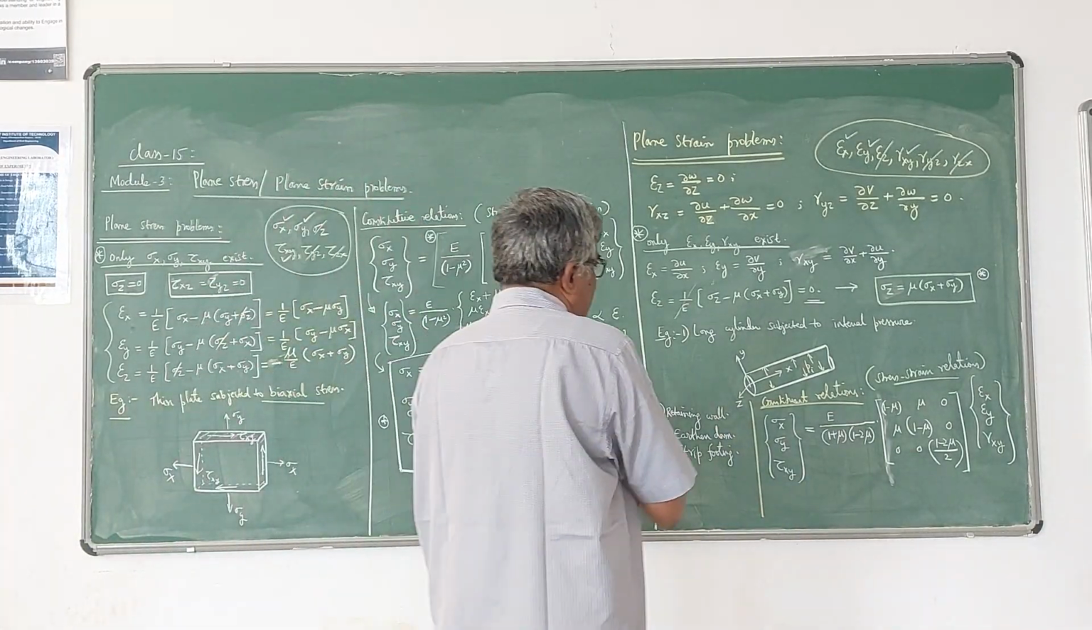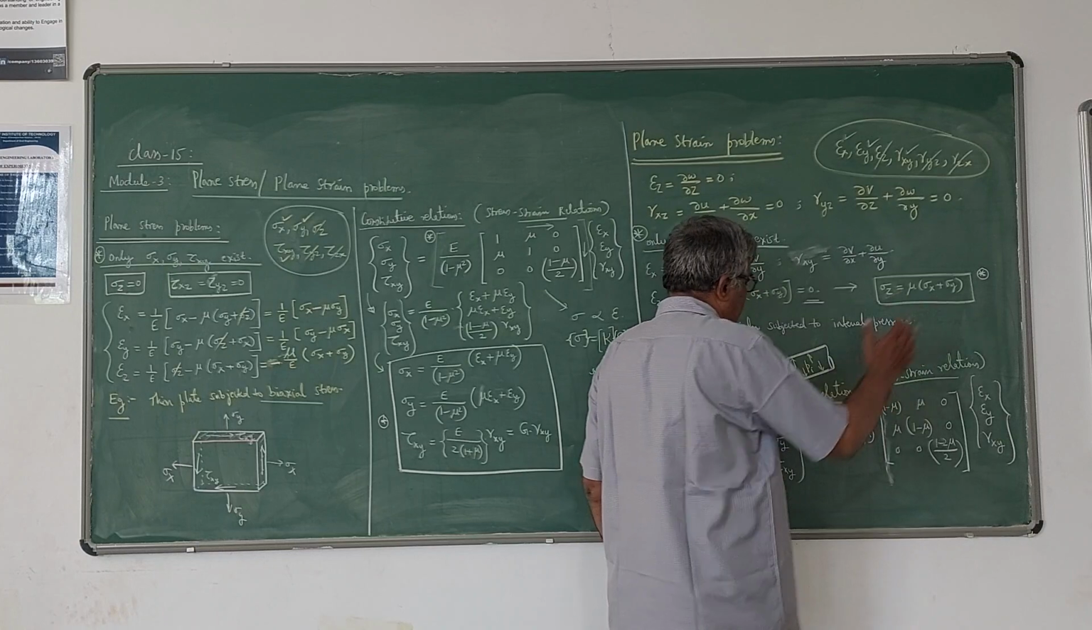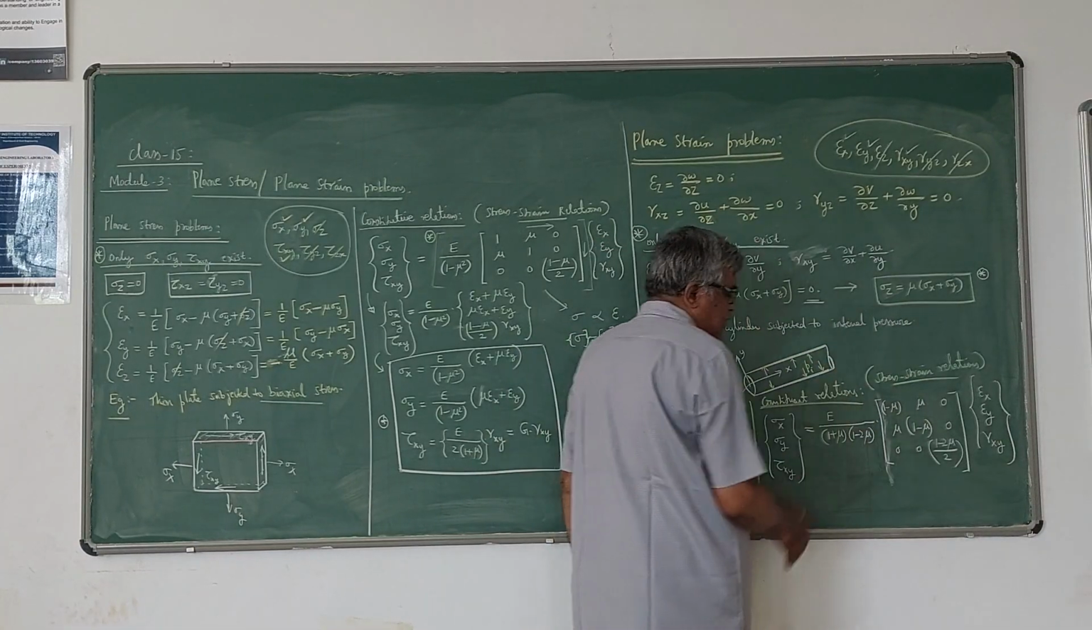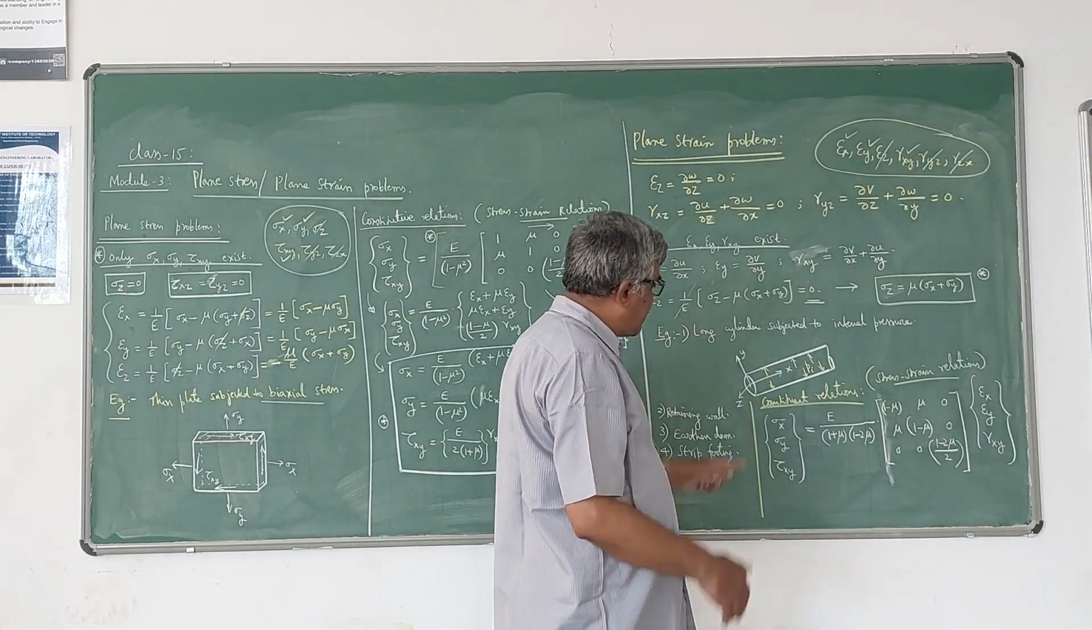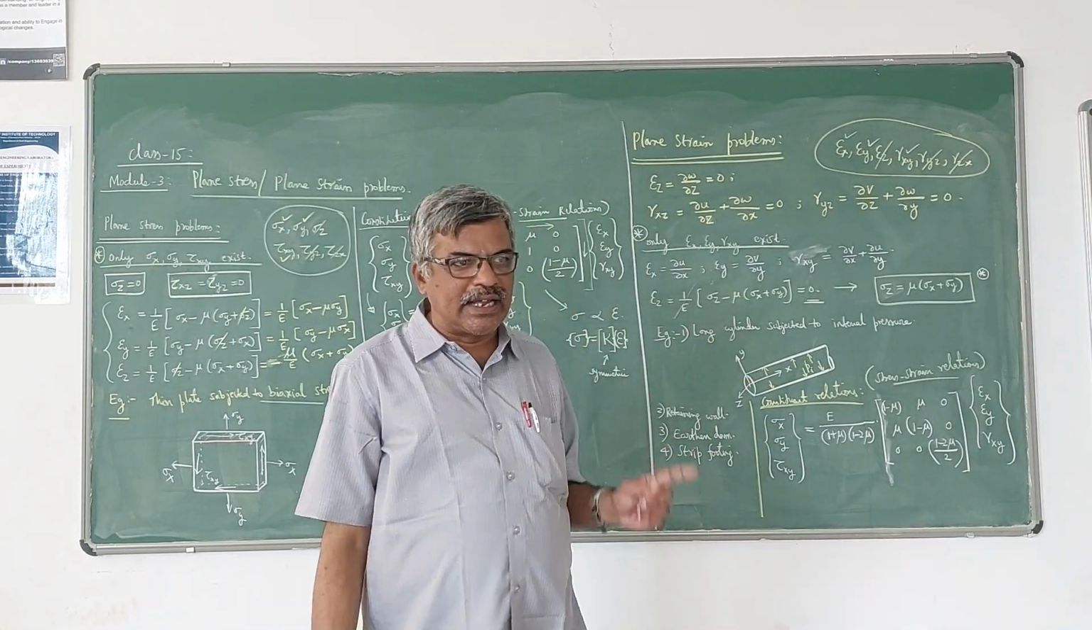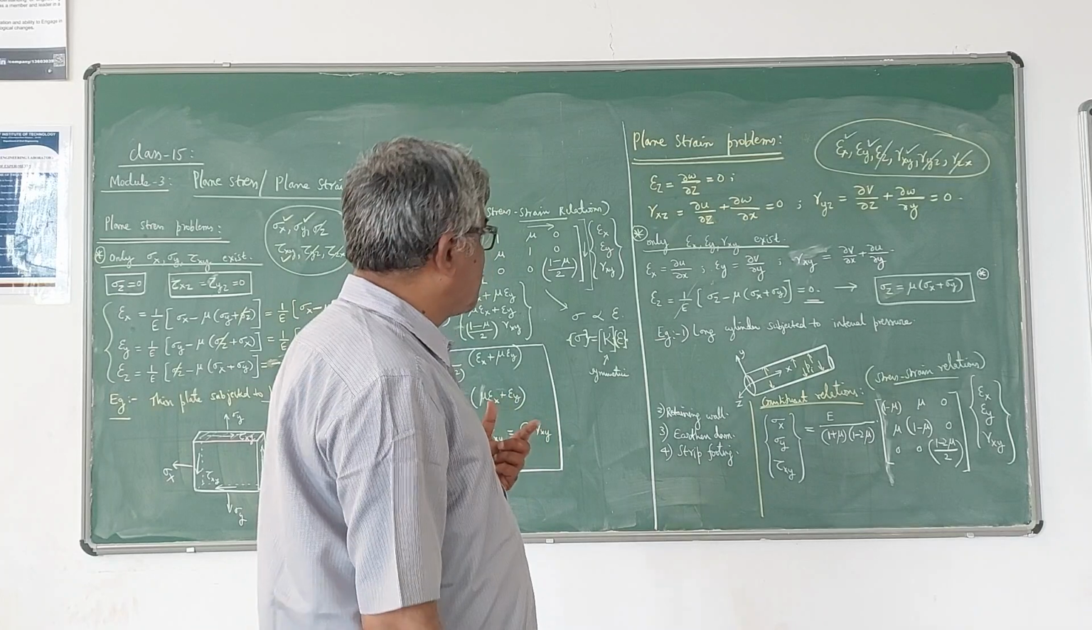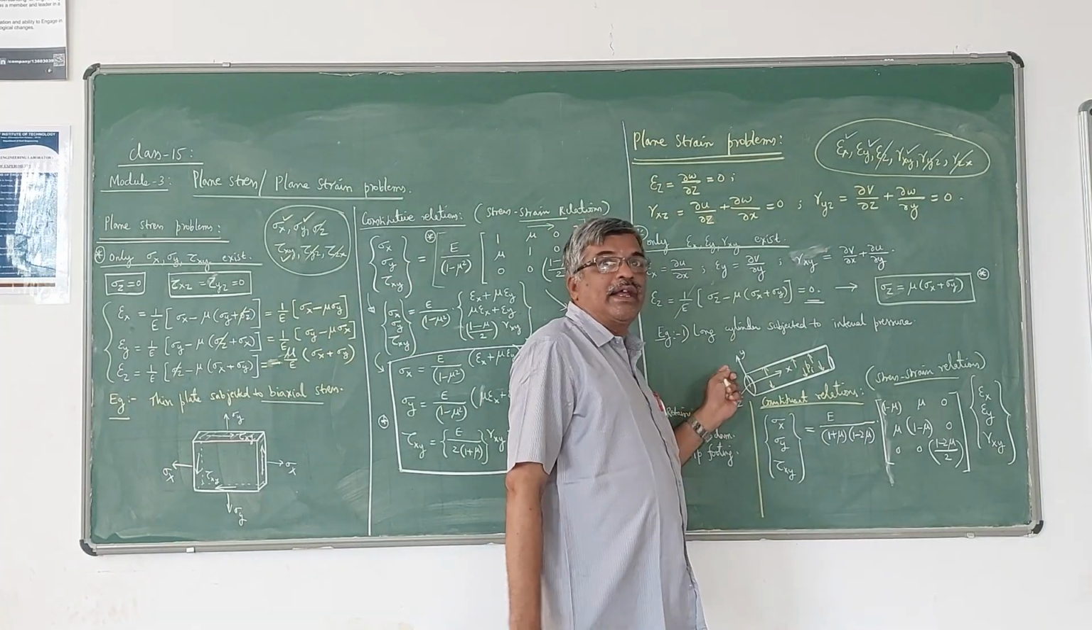So, you can see here, this is a long pipe. Along the length of the pipe, you take x direction. So, perpendicular to that y, another z. That means y and z, they are the diameter directions. X is the length direction. So, this is an example for plane strain problem.